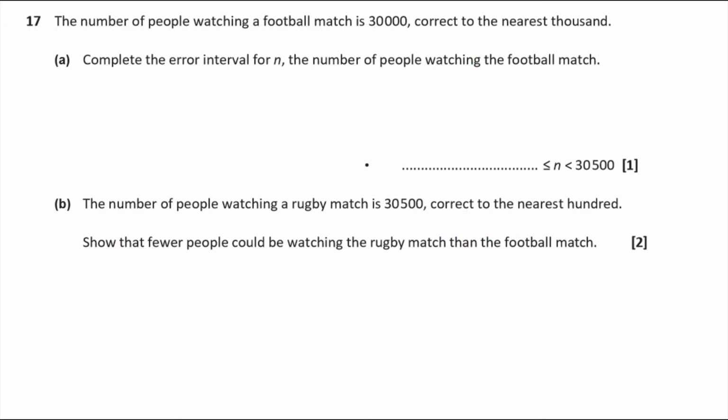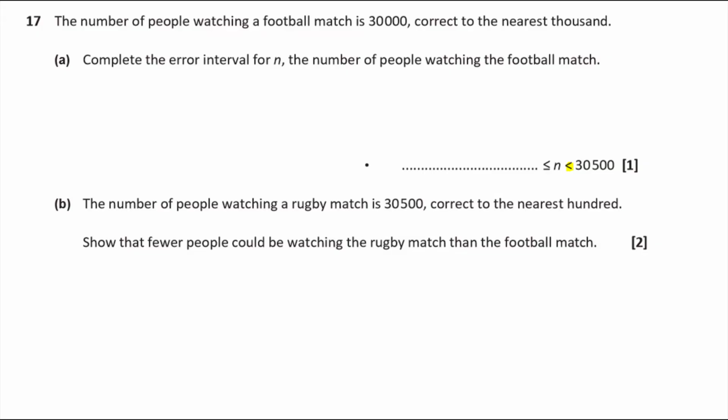Question 17. The number of people watching a football match is 30,000, correct to the nearest 1,000. Complete the error interval for n, the number of people watching the football match. So n could be anywhere up to 30,500. Well, 30,500 technically rounds up to 31,000. But notice you've got a strictly less than symbol here. So one less than that would round down, so 30,499.